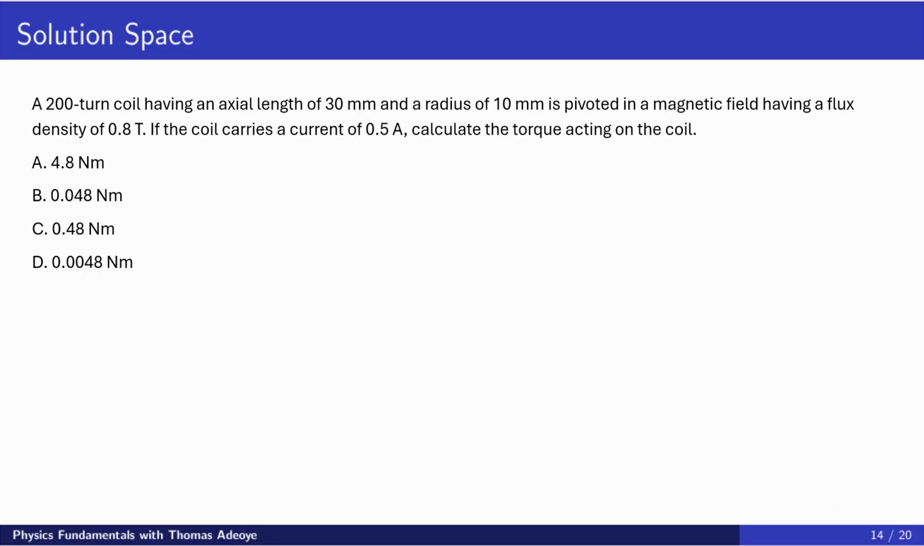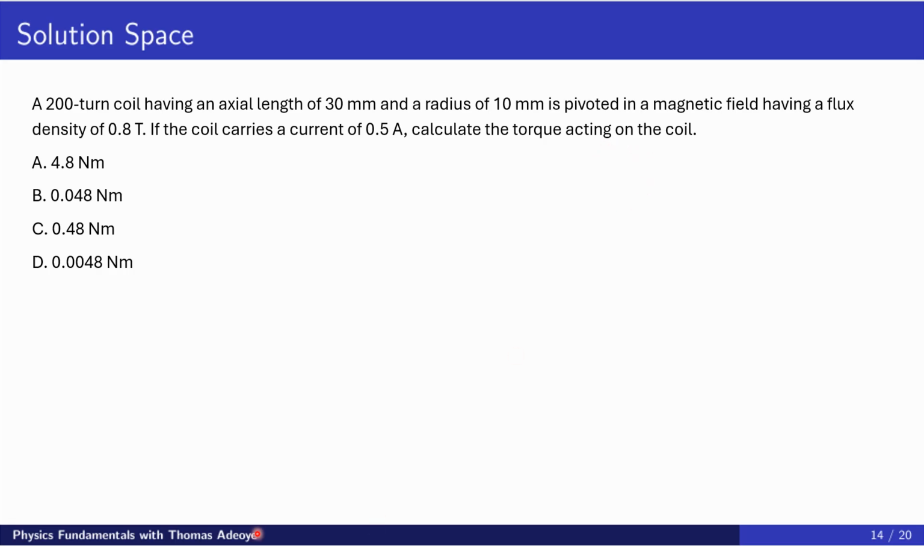So for this question, we have a 200-turn coil having an axial length, this is a very important thing to note, of 30 millimeter and a radius of 10 millimeter. It's pivoted in a magnetic field having a flux density of 0.8 Tesla. If the coil carries a current of 0.5 ampere, calculate the torque acting on the coil.